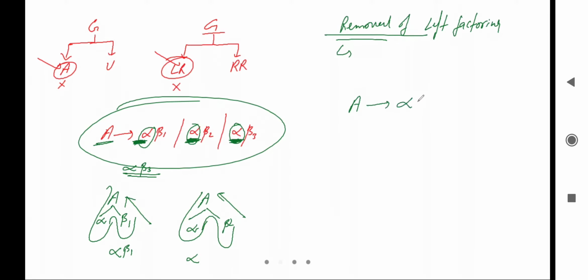A goes to alpha, then A dash. From A dash, what can we generate? Once we get alpha, after that we can get beta 1 or beta 2 or beta 3.